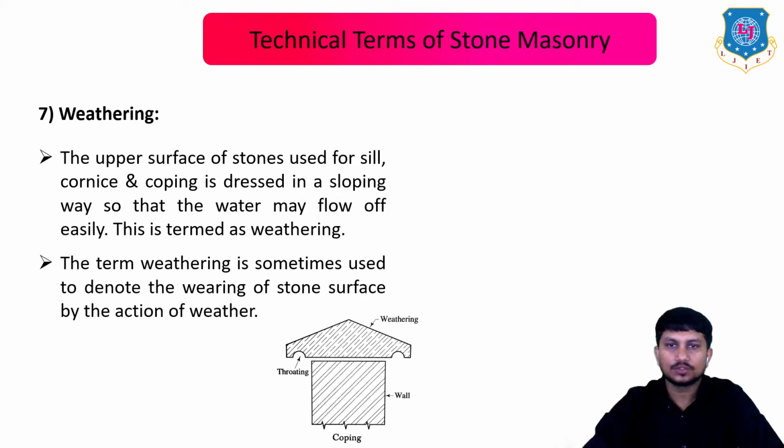Next is weathering. The upper surface of stones used for sill, cornice, and coping is traced in a sloping way so that the water may flow off easily. This term is called weathering. You can clearly see weathering in this figure. The term weathering is sometimes used to denote the wearing of stone surface by the action of weather.